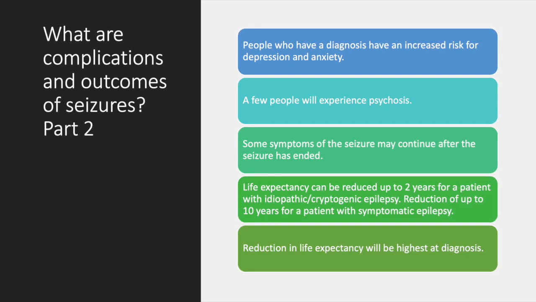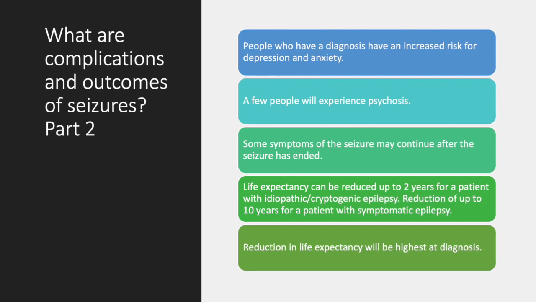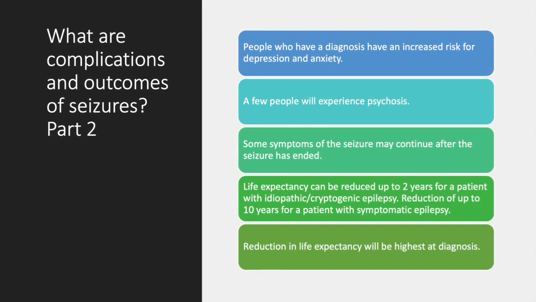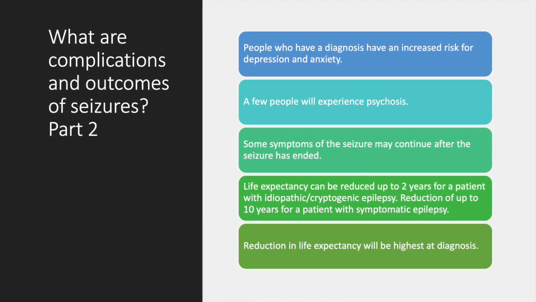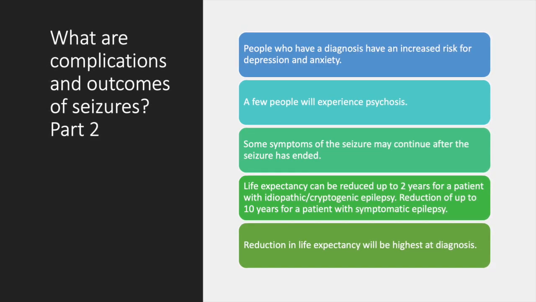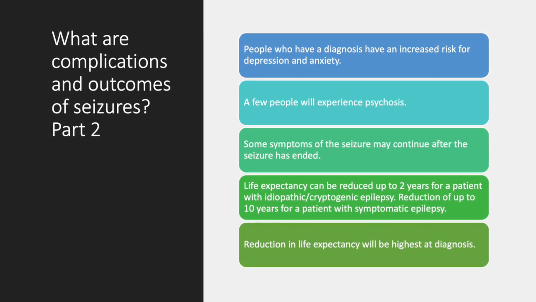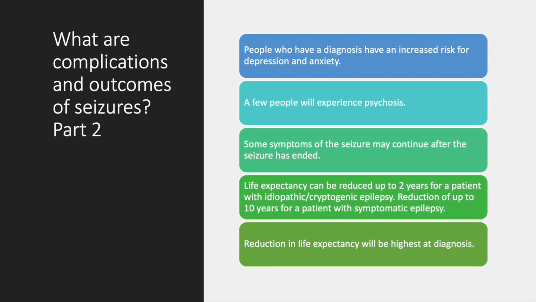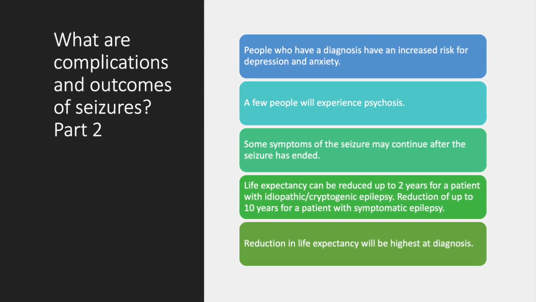Reduction in life expectancy can be up to 2 years for people with a diagnosis of idiopathic or cryptogenic epilepsy, and the reduction can be up to 10 years in people with symptomatic epilepsy. Reductions in life expectancy are highest at the time of diagnosis and diminish with time.